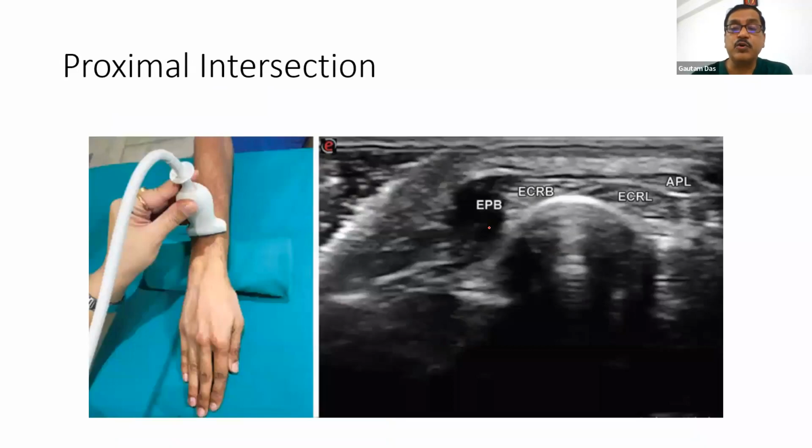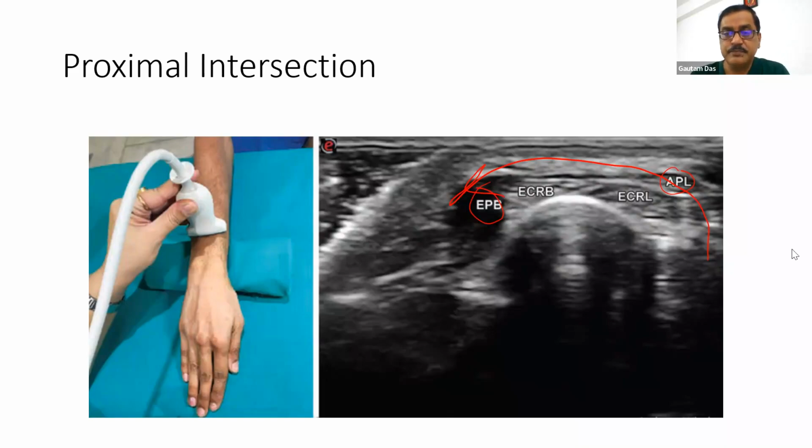And we'll again show this: when we go over the second compartment more proximally, we'll see that extensor pollicis brevis and abductor pollicis longus are crossing over it. And that is the area for proximal intersection syndrome. So this was the proximal intersection area.